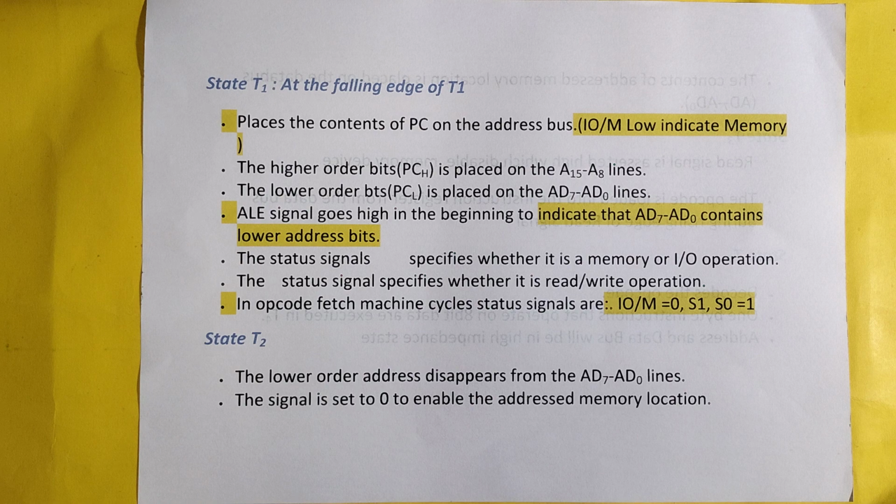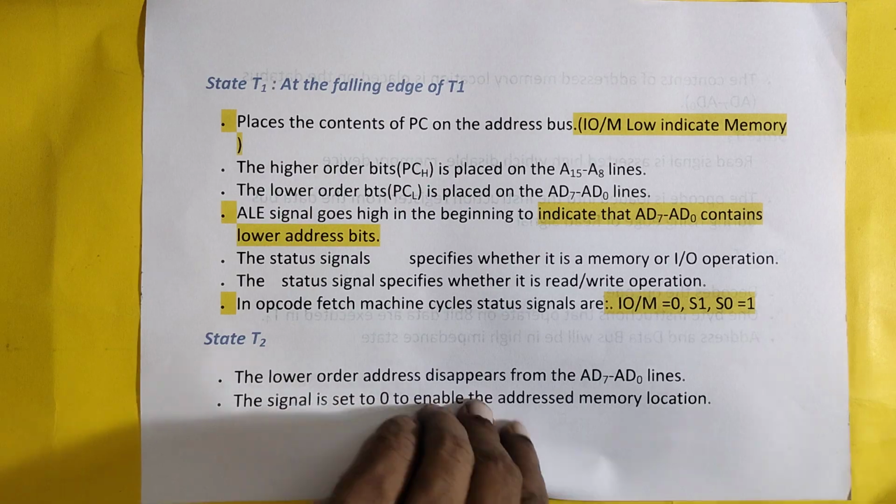In T1, the 8085 sends status signals IO/M, S1, S0. IO/M specifies whether it is a memory or IO operation. S1 status specifies whether it is a read or write operation. S1 and S0 together indicate read, write, opcode fetch, and halt machine cycle operations. What is the halt state? In the opcode fetch machine cycle, the signals are IO/M equal to 0, S1 equal to 1, S0 equal to 1.